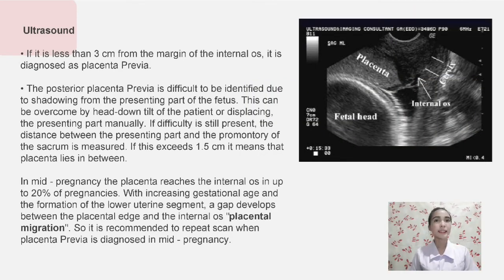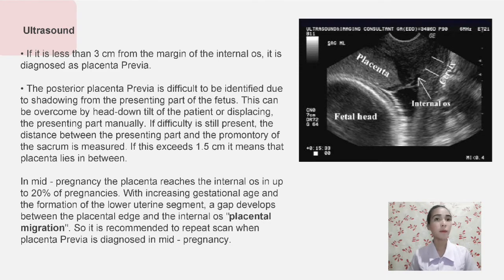Ultrasound is the simplest, most precise, and safe method for placental localization. A partially full bladder is necessary to identify the lower edge of the placenta. If it is less than 3 cm from the margin of the internal os, it is diagnosed as placenta previa. The posterior placenta previa is difficult to identify due to shadowing from the presenting part of the fetus.